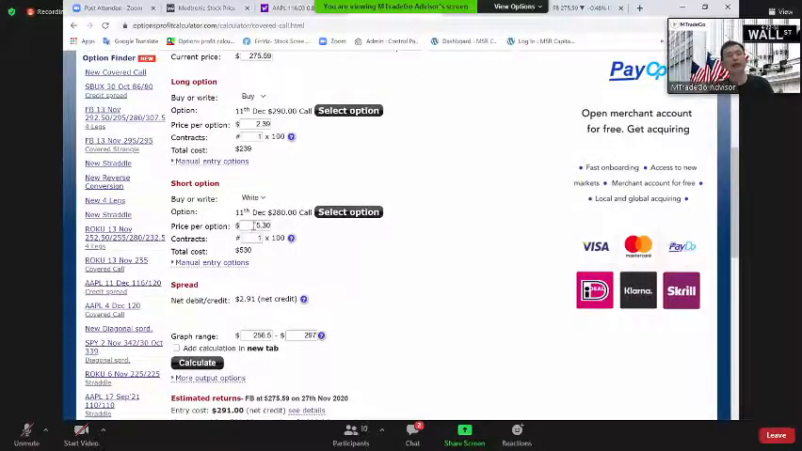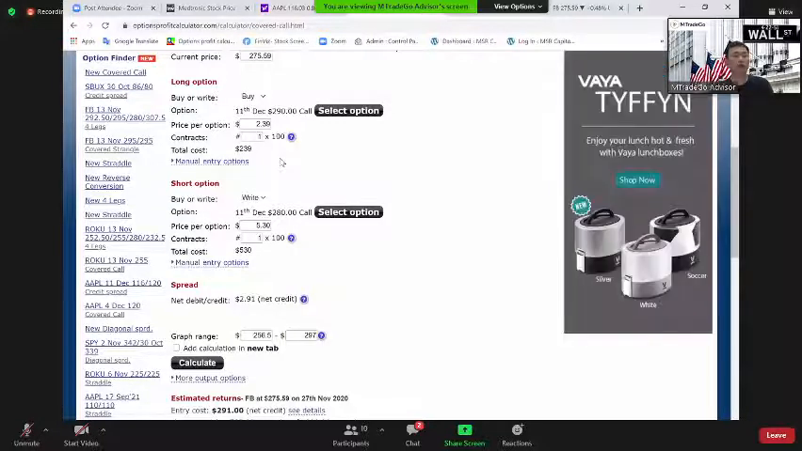So you write a call here at 280. Okay, you collected 530. With a covered call, if you have the stock, you don't worry because you can deliver your stock. This money you pocket in. But to have a covered call, you need to have 100 shares of Facebook, which actually costs a lot.